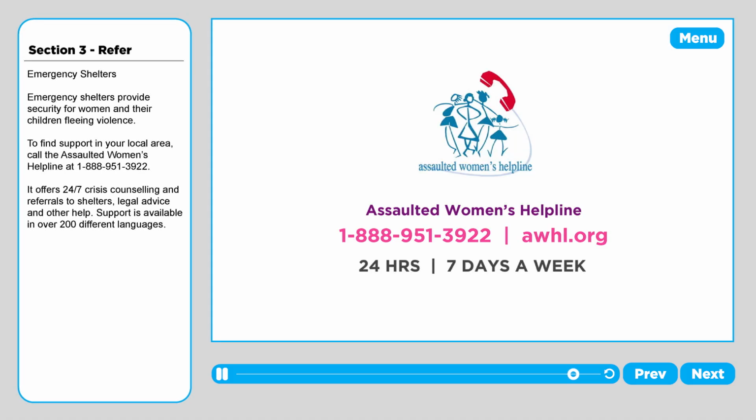Emergency shelters. Emergency shelters provide security for women and their children fleeing violence. To find support in your local area, call the Assaulted Women's Helpline 1-888-951-3922. It offers 24/7 crisis counseling and referrals to shelters, legal advice, and other help. Support is available in over 200 different languages.